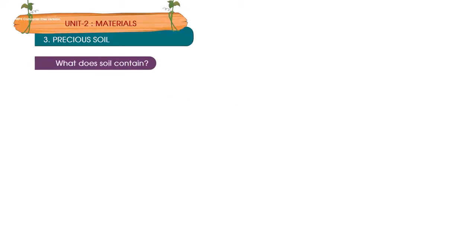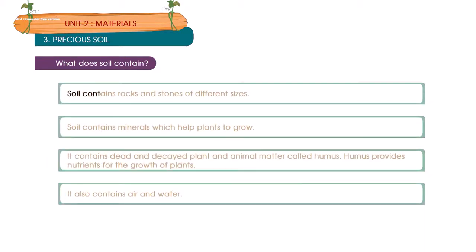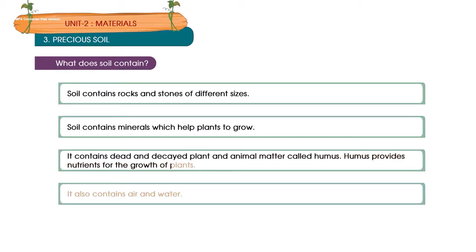What does soil contain? 1. Soil contains rocks and stones of different sizes. 2. Soil contains minerals which help plants to grow. 3. It contains dead and decayed plant and animal matter called humus. Humus provides nutrients for the growth of plants. 4. It also contains air and water.